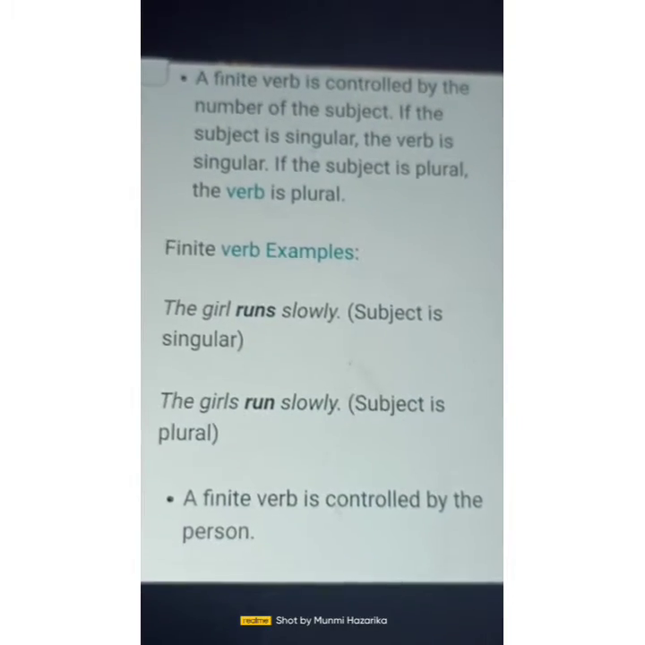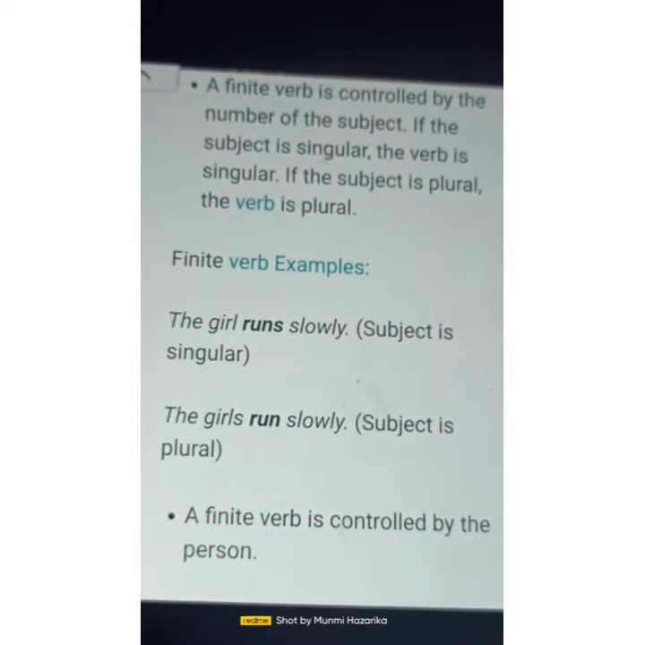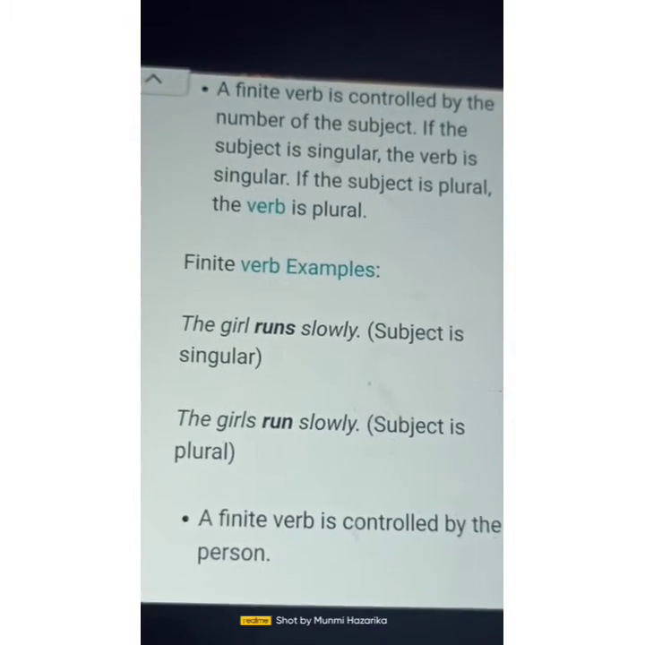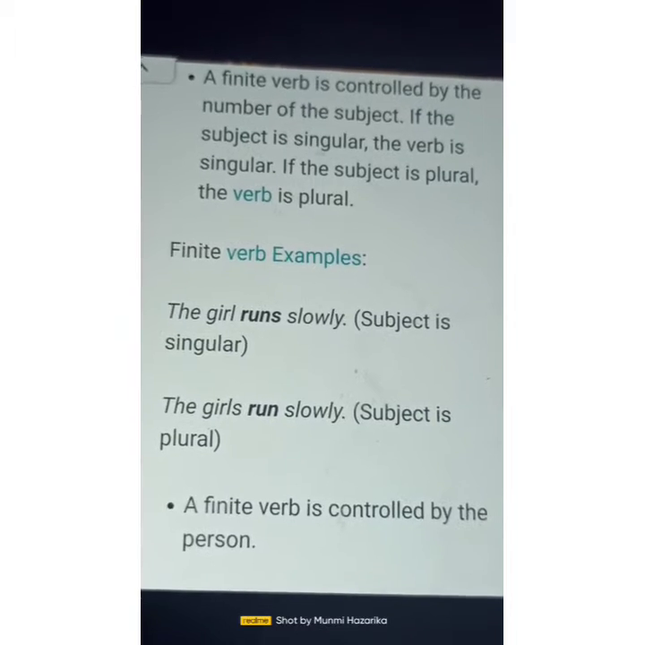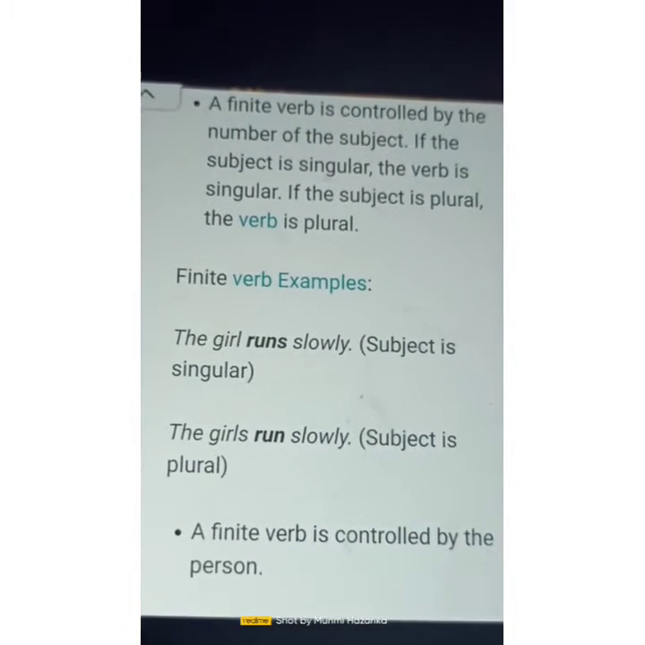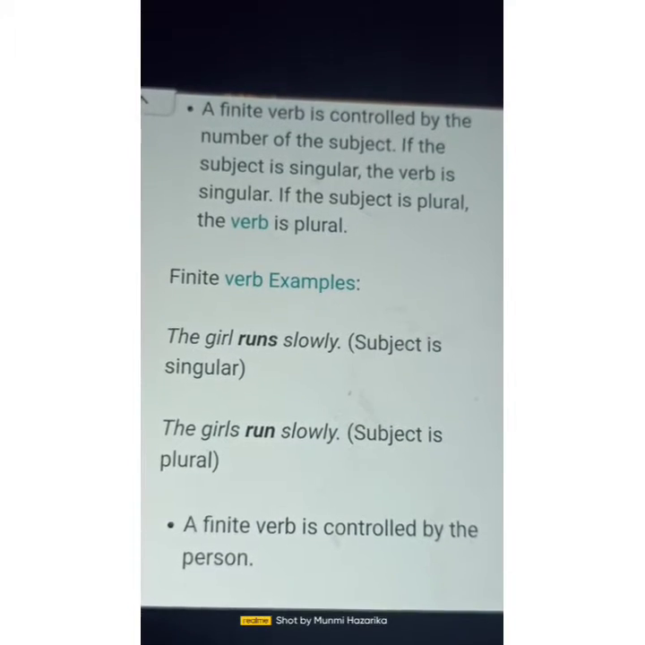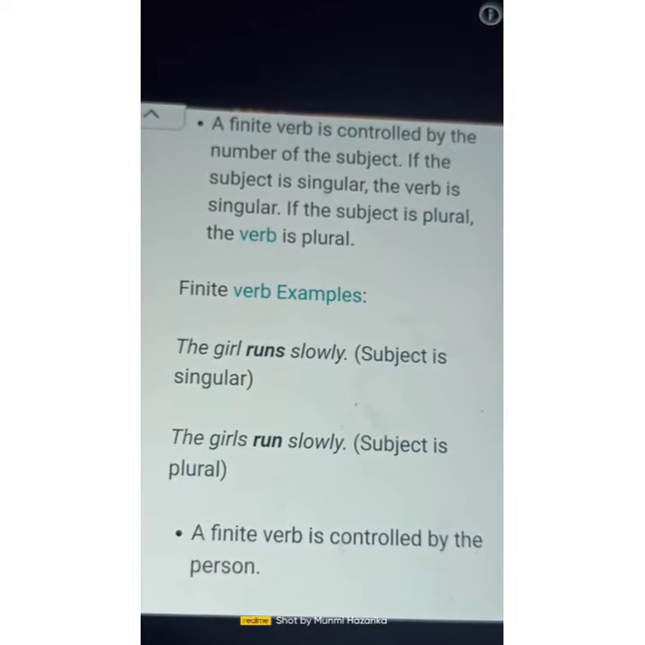So a finite verb is controlled by the number of the subject. If the subject is singular, the verb is singular. If the subject is plural, then the verb is plural. Finite verb examples: The girl runs slowly. Here the subject is singular. The girls run slowly. Here the subject is plural.